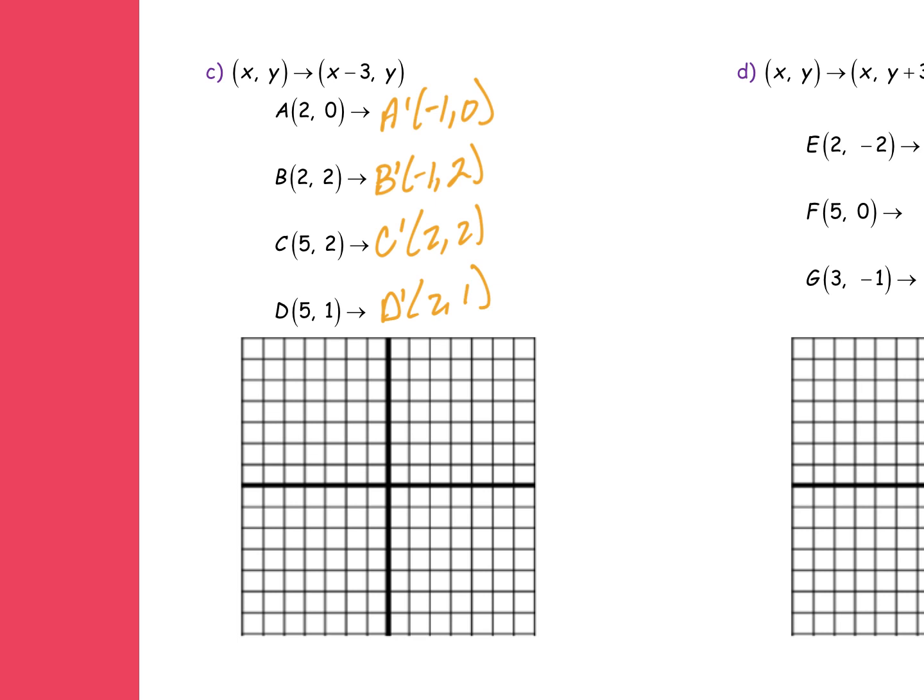So 2, 0, and 2, 2, and 5, 2, and 5, 1. So A, B, C, and D. A little trapezoid there, okay? And then we've got -1, 0 for A prime, -1, 2 for B prime, 2, 2 for C prime, and 2, 1 for D prime. So it kind of looks like this, okay?